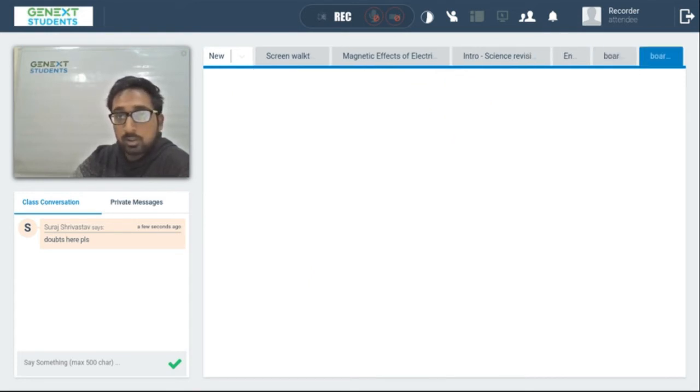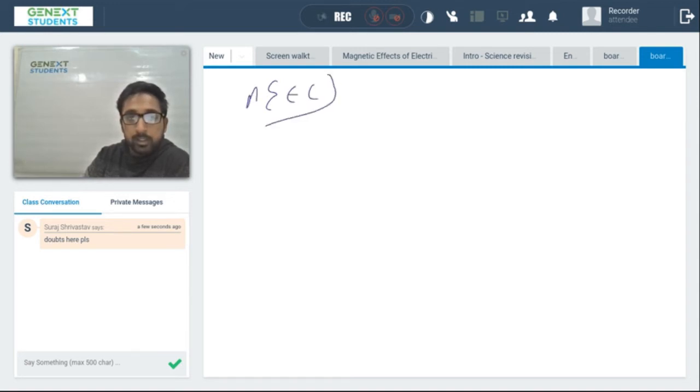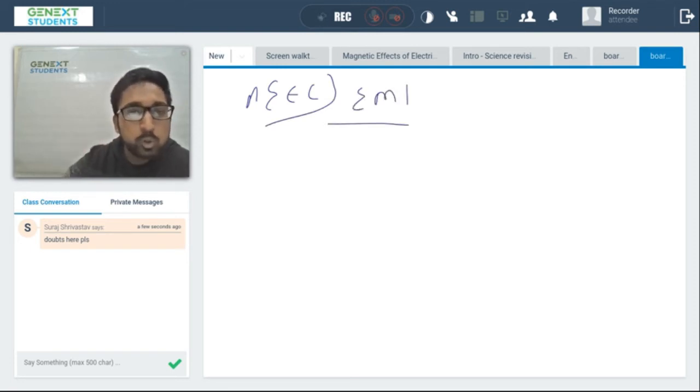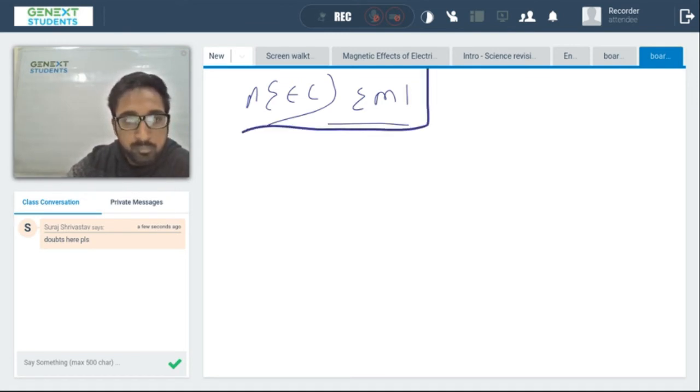So what is the question? The next part is electromagnetic induction. Till now we saw the magnetic effects of electric current. Now we are going to see the opposite: electromagnetic induction. The chapter is basically divided into two parts. Now we come to the important part of this chapter. So let's see.